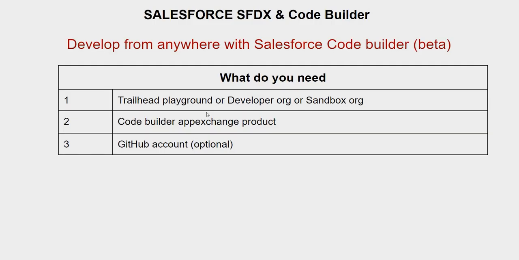To start with, we need a trial playground, development, or sandbox org. Right now, Code Builder is an AppExchange product from Salesforce. So we have to install this AppExchange product. A GitHub account is optional. We'll talk about its importance towards the end of this video.